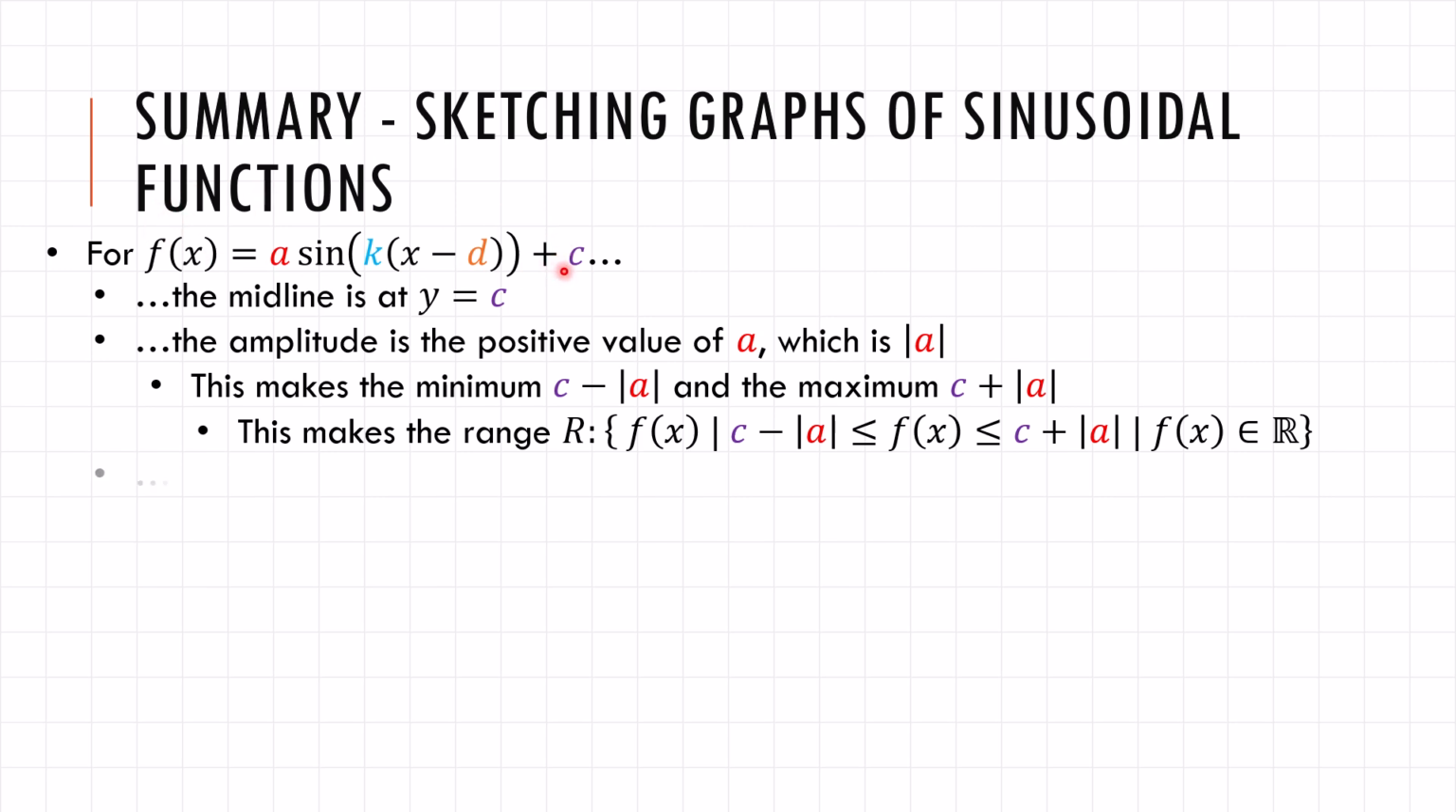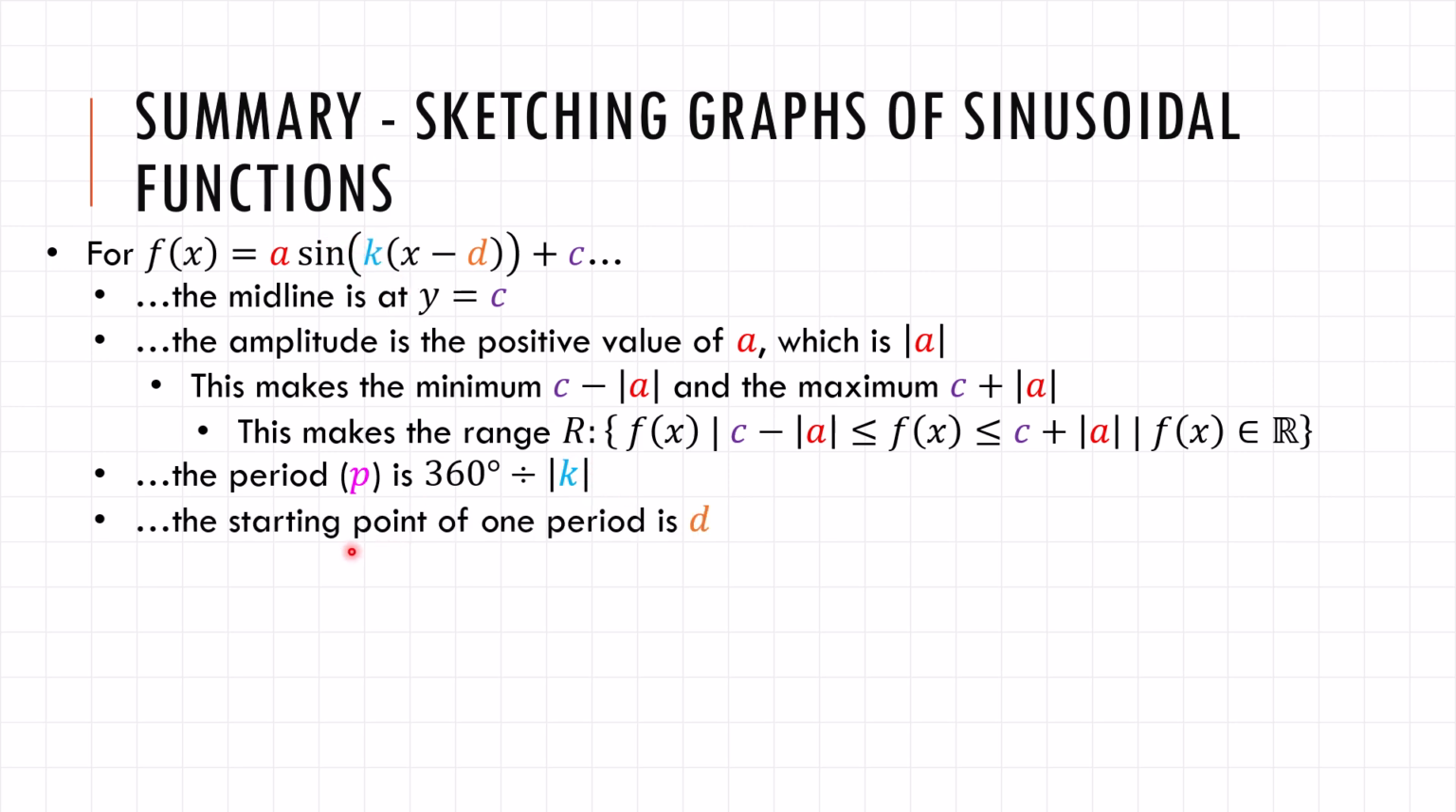The period of the function is quite easy to find, just 360 divided by the absolute value of k. The starting point for a period, like we said, is just this number right here, d. And the end point happens one period later. So we just start with d and we add p. Remember, we calculate p just by doing 360 degrees divided by the absolute value of k.